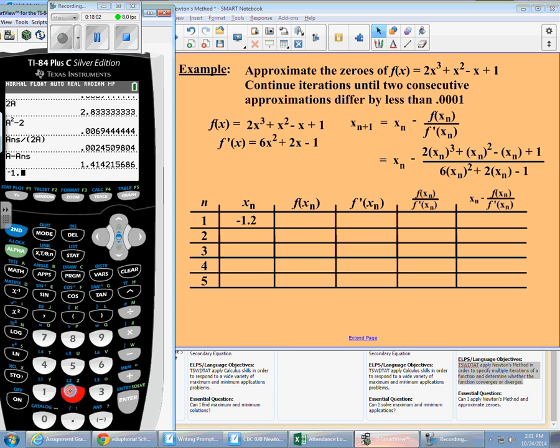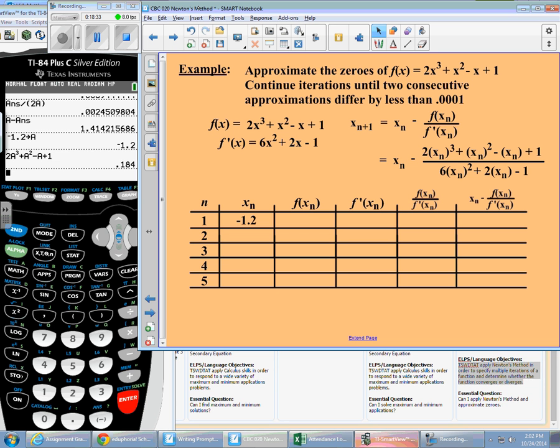I'm going to store this negative 1.2 value so I don't have to type it so many times over and over again. Then I'm basically going to type my equation. I've got 2x cubed plus that a value squared minus the a value plus 1. This brings me a value of 0.184, and that's what I have in my chart.